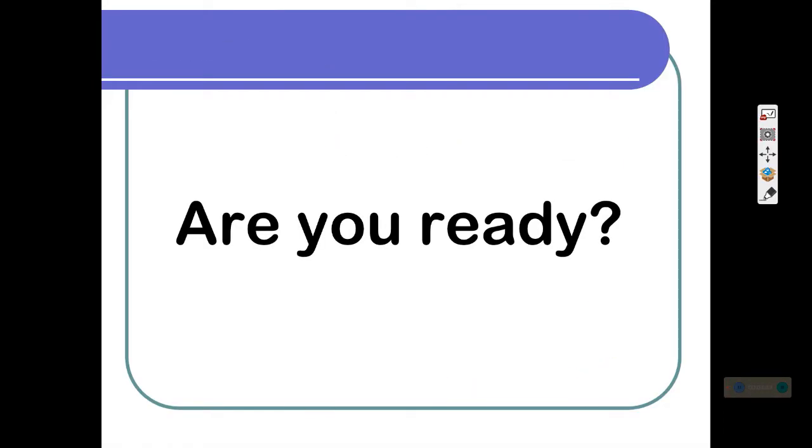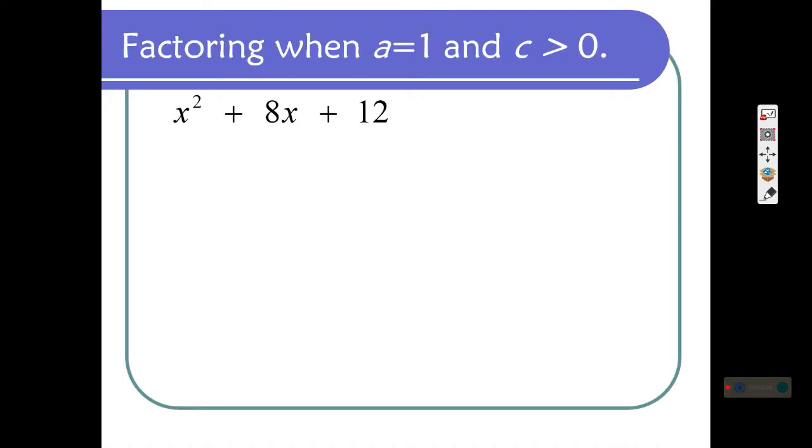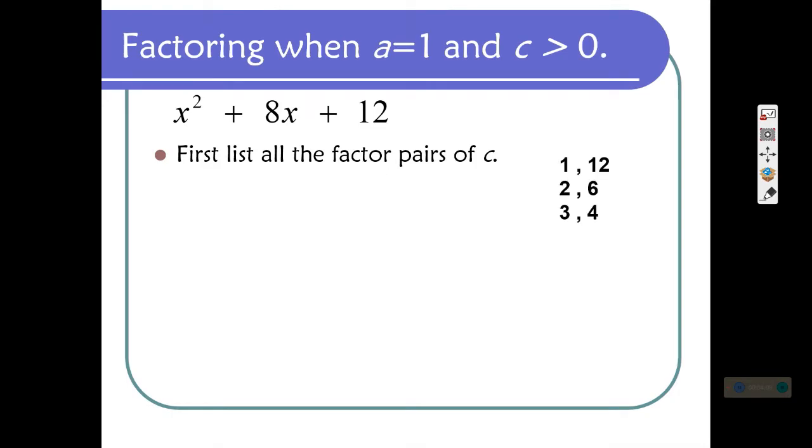So, let's now proceed with how we are going to factor. Are you ready? Okay, so let us have x squared plus 8x plus 12. Where our a is equal to 1 and our c is greater than 0, because we have here positive 12. So you are going to first list all the factor pairs of c, which is positive 12. So we have here 1 times 12, we have 2 times 6, and 3 times 4.